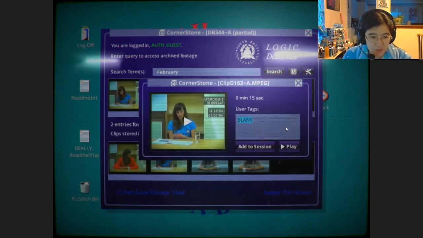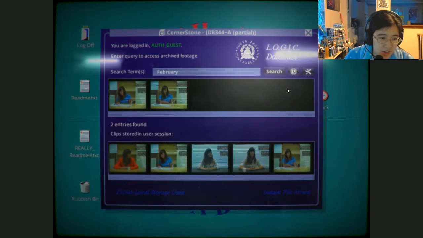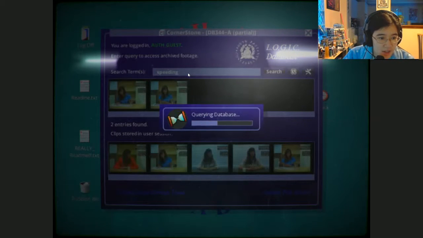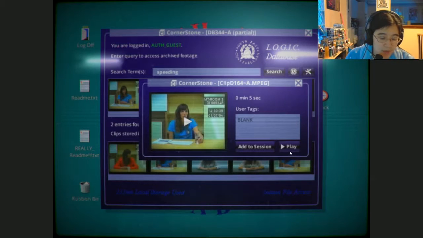Alright, so she doesn't remember where she was speeding to, right? I want to add this session. All right. Will this scroll eventually? Yeah. All right. Yeah, so the ones with the eyes aren't the ones we haven't seen yet. So speeding. Let's see what she has to say about speeding.